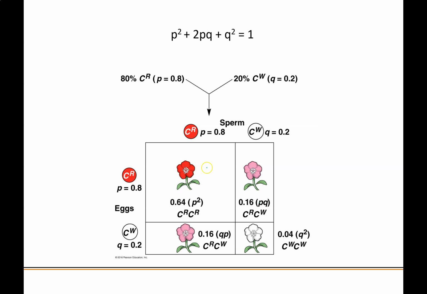So P squared is going to be the frequency of the red phenotype, which is equal to the product of each of the allele frequencies. The white phenotype frequency is going to be equal to the product of the recessive alleles.